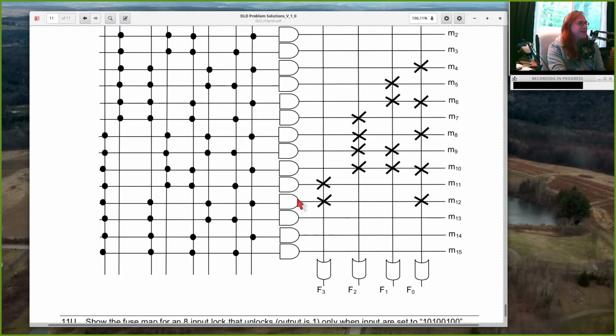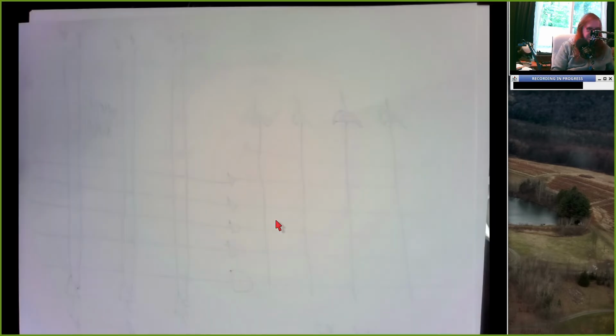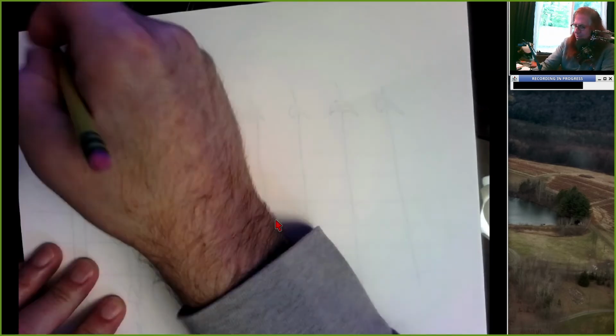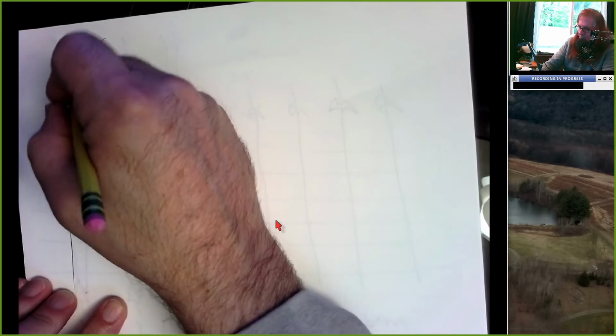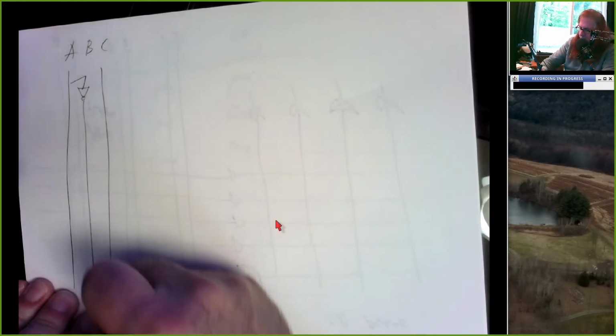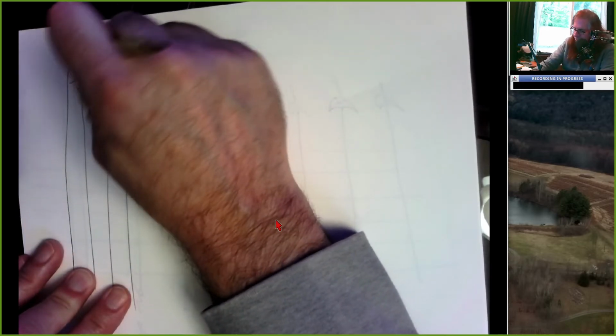And then question 11, you're going to deal with a PROM, which means the AND plane is fixed and the OR plane is programmable. And so what does a PROM look like? And this is actually pretty cool. So let's just do a 3-input PROM. And I'll do our old style A, B, and C.